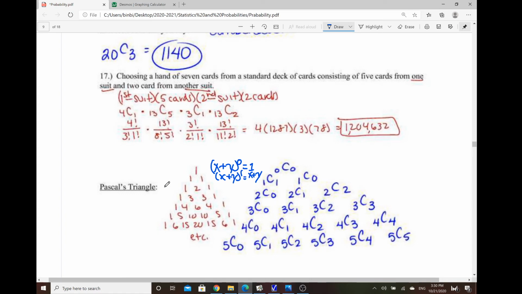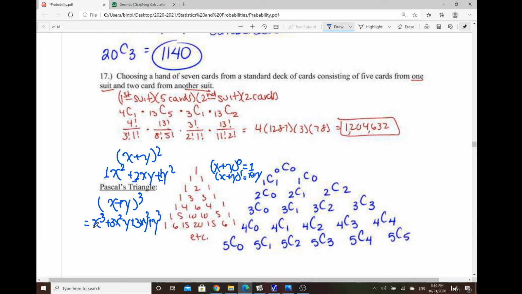And then if that's x plus y, quantity squared, then that'd be the third row. So x squared plus 2xy, and then plus y squared. As you can see, the coefficients right here are 1, 2, and 1. And then if that's x plus y, quantity to the power of 3, then that'll be x cubed plus 3x squared y, and then plus 3xy squared, plus y cubed. So the coefficients would be 1, 3, 3, and 1. And that'll be this row right here.